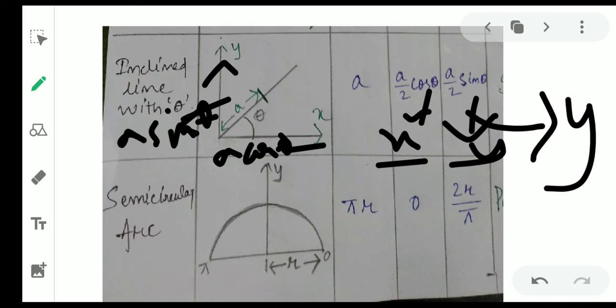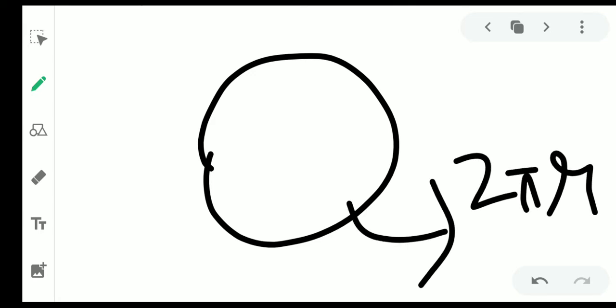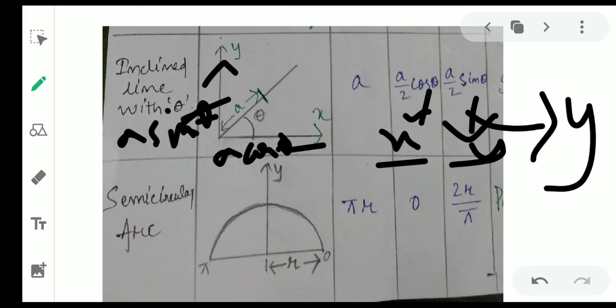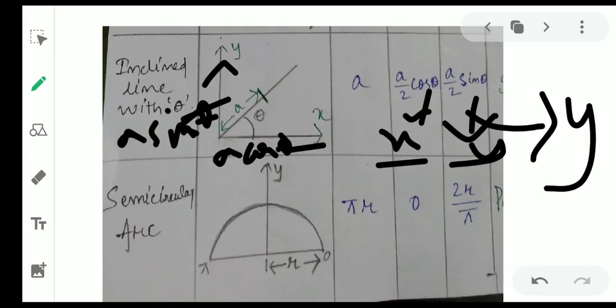Next, this is the formula for the semicircular arc. Because we know that if we calculate the total arc, its circumference becomes 2 pi r. When we are calculating half of that circle, it is divided by 2, so the 2 cancels out and it becomes pi r. So the length becomes pi r.